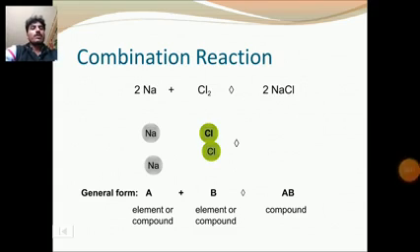In another example, sodium reacts with chlorine. It is converted into sodium chloride. Sodium is one element and chlorine is another element. Both elements are converted into a single product. In general formula, A is an element or a compound, plus B, an element or a compound; A and B both are the reactants. It is converted into AB.